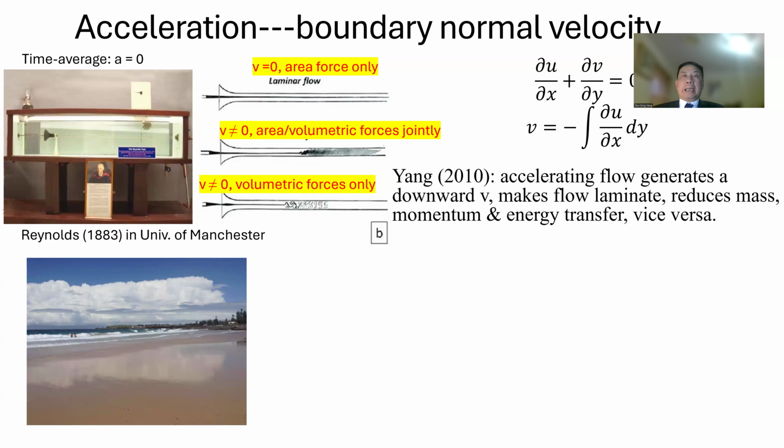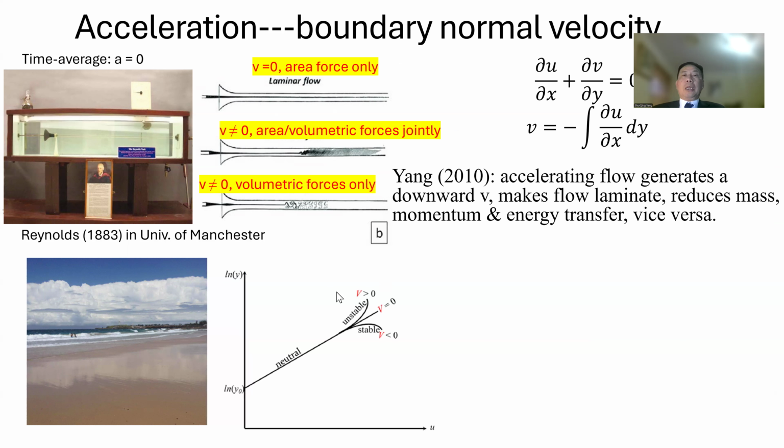And then we can explain why Wollongong Beach is so smooth as a mirror, because this is shaped by downward velocity. And we also show that in the downward velocity, your velocity distribution should be like this. Log law is valid only in the case V equals 0. And for V larger than 0, you should have this one. We call this the dip phenomenon, and this one is the wake law.